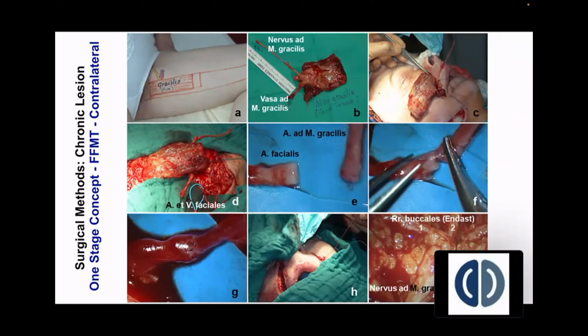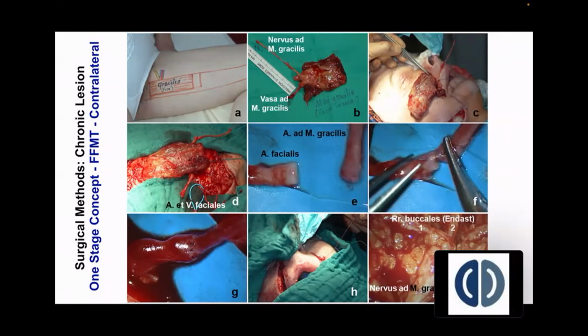And in figure C, this has been brought to the face, and the nerve has been reversed and brought to the face. And the nerve has been transferred across the philtrum to the contralateral nasolabial fold, as you see in figure H.